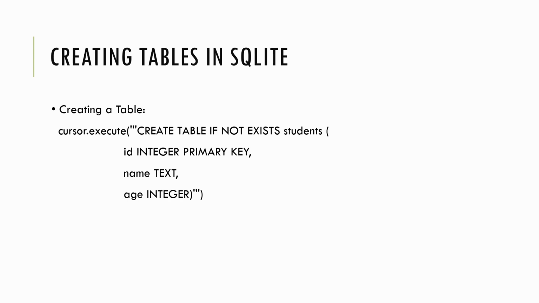Now let's create a table in SQLite. We can use the create table SQL statement. Here's an example of creating a student table with 3 columns: ID, name, and age. The ID column is primary key, meaning it's unique for each record. If the table does not exist, we can add if not exists to avoid errors.